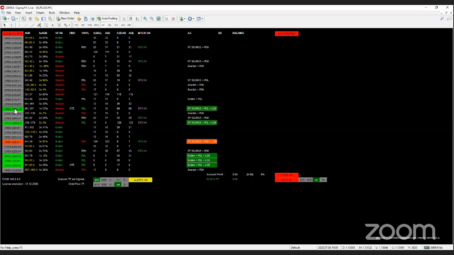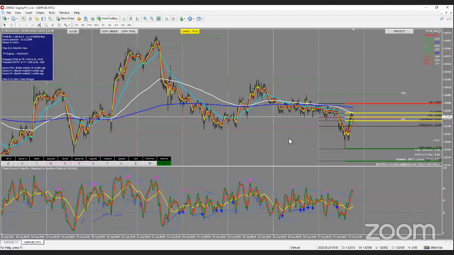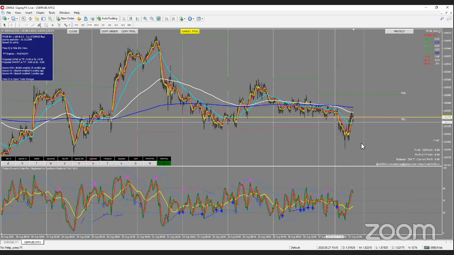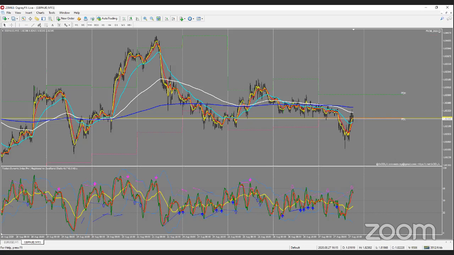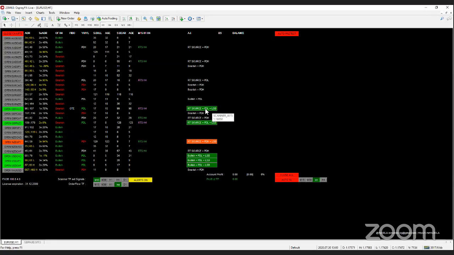So by clicking this, the engine's going to pull up the chart. Okay, so we can see that price is at PDL. The scanner had told us that we got an LSB, and it was at PDL. So it was a return to source, a PDL, and a last step broken. So let's evaluate that.